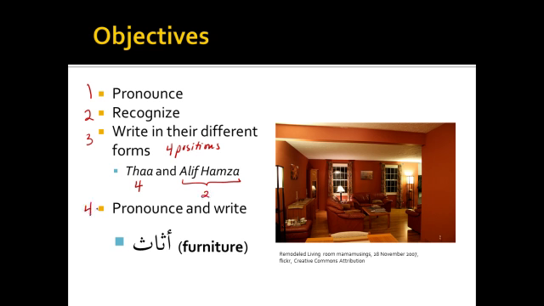The fourth objective here is to pronounce and write the letters Alif Hamza and Thaa in an Arabic word. And the Arabic word that we have for today is Athāth. Athāth. And I'm going to write it like this. Athāth. And we will see how the Thaa and the Alif Hamza are written in all of their different forms and in a word. So let's move on.